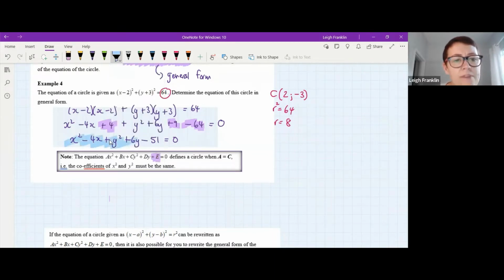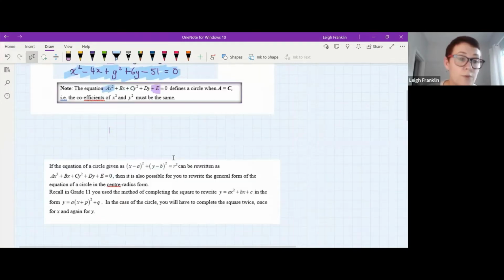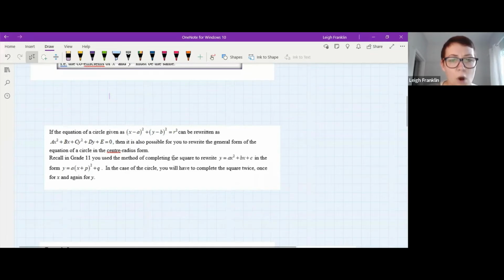All right, and again, if you have a look at your final answer, what we would say in this case, the value of A would be 1, B would be -4, C would be 1, D would be 6, and the value of E is -51. And again, very important, A and C need to have the same value, in order for it to be a circle.